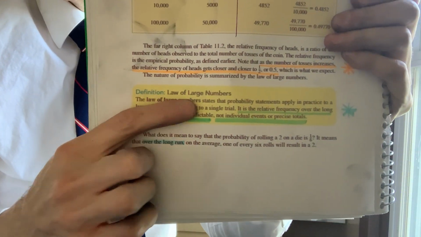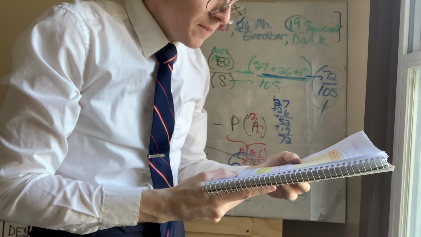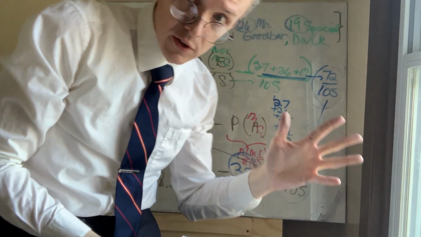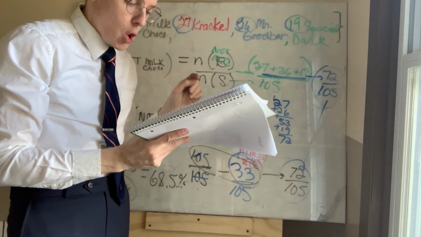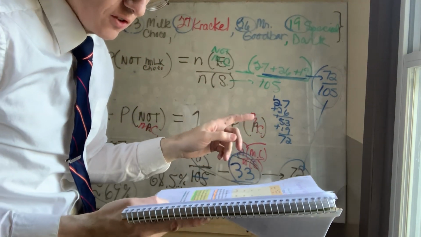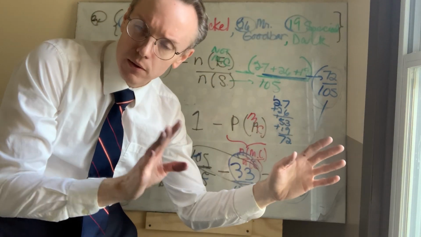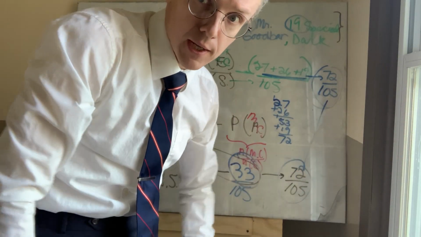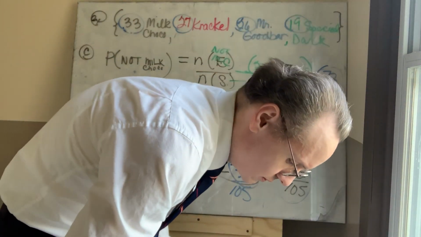There's this law here, the law of large numbers, right? The law of large numbers states that the probability statements apply in practice to a large number of trials, is the key phrase there, not to a single trial. It is the relative frequency over the long run that is accurately predictable, not individual events or precise totals. So these two things, theoretical and experimental probability, will eventually match in the long run, not immediately, okay? So you might print that out for reference.